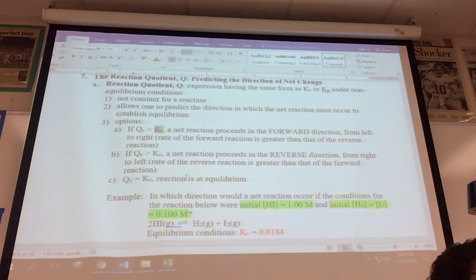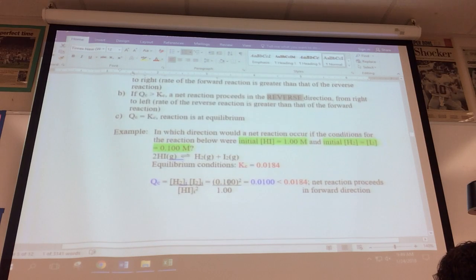And that is what is listed here. If QC is less than KC, the net reaction proceeds in the forward direction. By driving it in the forward direction, you will generate more product, increasing your Q to match your KC. If QC is greater than KC, the net reaction proceeds in the reverse direction, decreasing product, increasing reactant, so that you can elevate this to match this. When they are equal, you are at equilibrium.